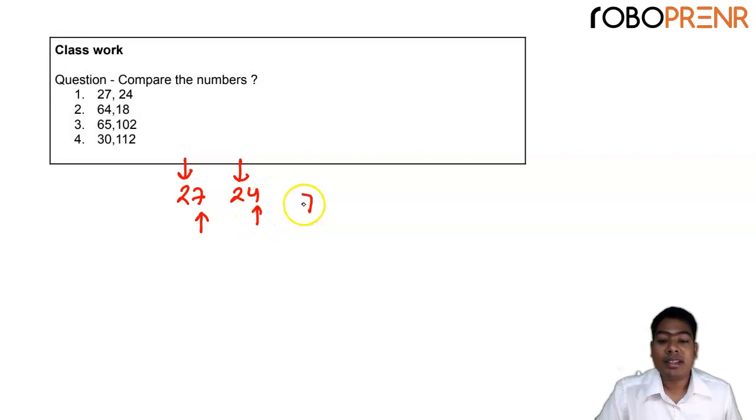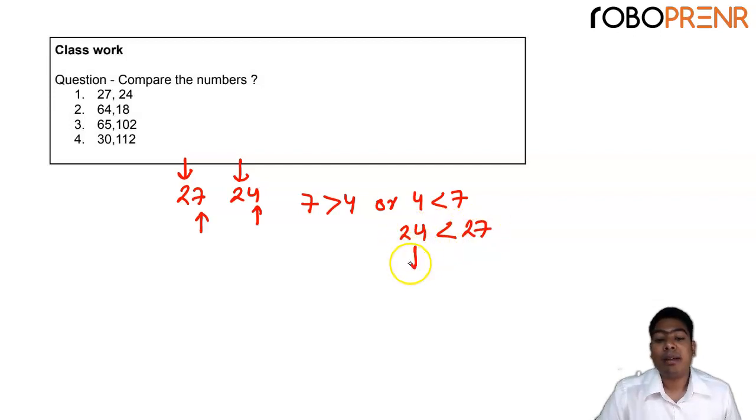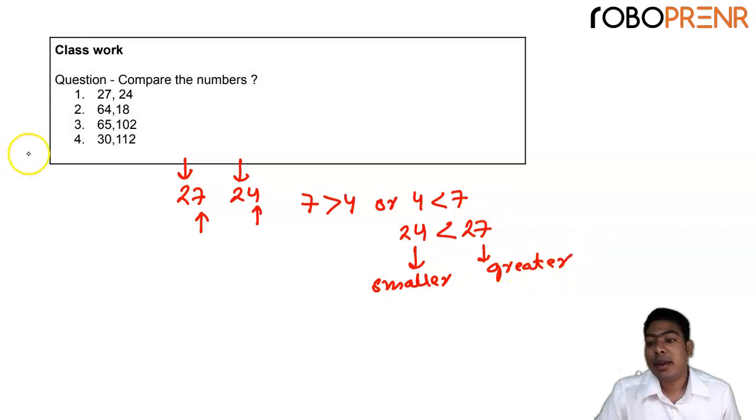Since 7 is greater than 4, or we can write, since 4 is less than 7, therefore we can write 24 is less than 27. So in this case, the smallest number is 24. This is the smaller number and this is the greater or bigger number. Now, this second question is a homework problem for you.